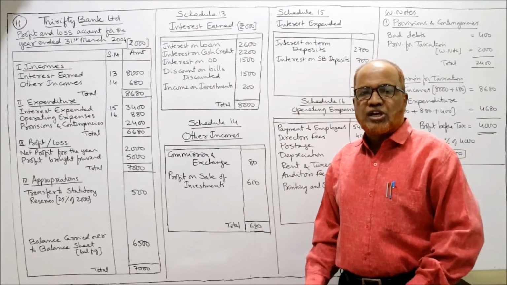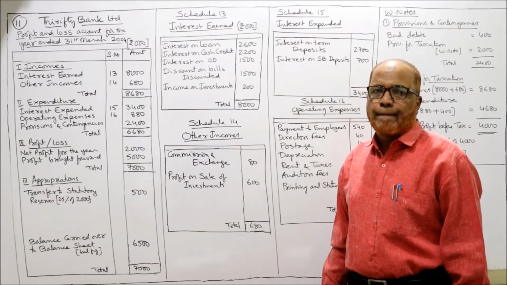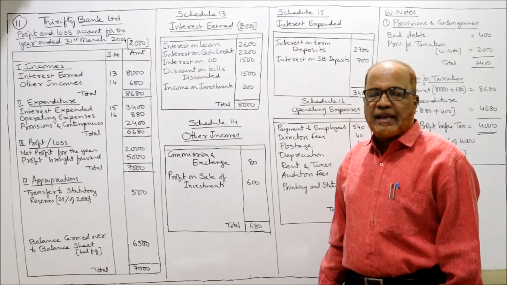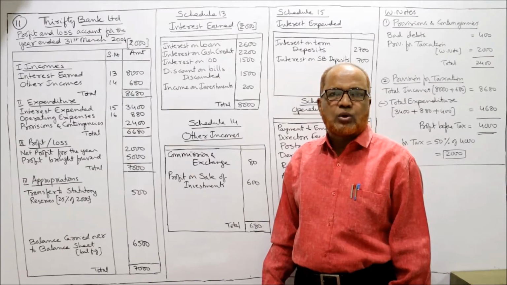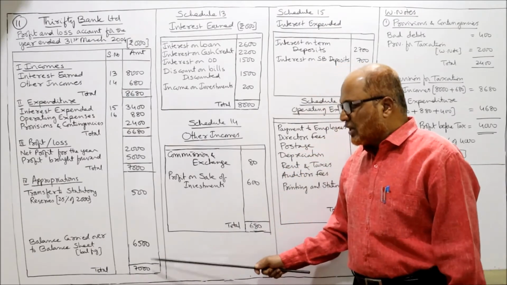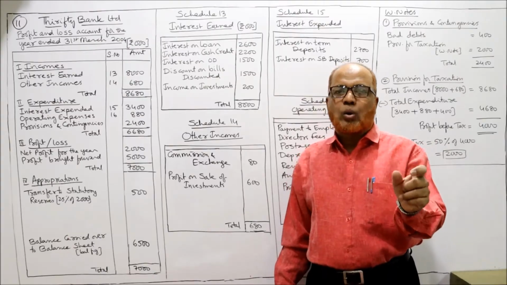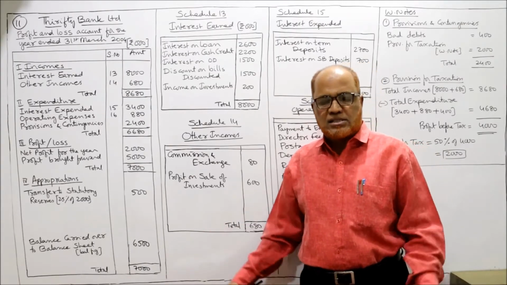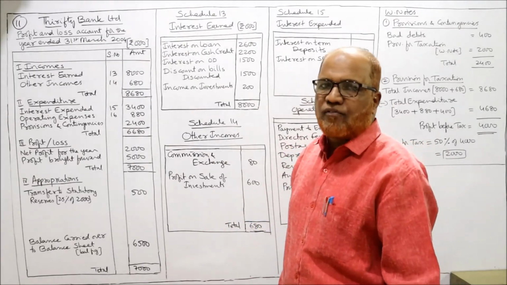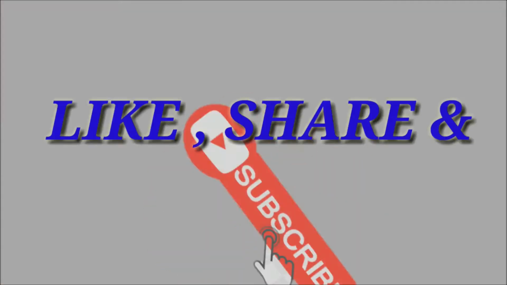No proposed dividend, no transfer to any other reserve. The balancing figure will be the balance transferred to balance sheet. So 7000 minus 500, 6500 is the balance carried over to balance sheet. Balancing figure. That's all. This is the end of problem number 11.